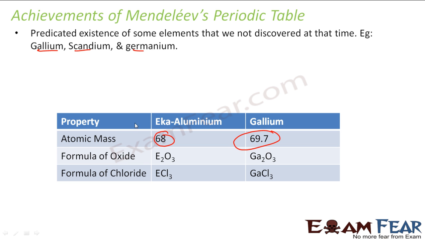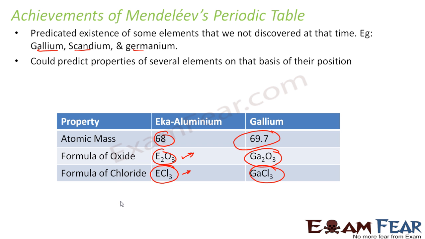And he also guessed the formula of oxides and chlorides. He guessed that this particular element would have a formula of E2O3 based on his periodic table, and that's what it was. He also guessed the formula of the chloride to be ECl3, and we found that gallium follows the same suit. So he guessed the existence of some elements which had not been discovered at the time. Not only the existence of the element, but also the chemical properties of the elements.